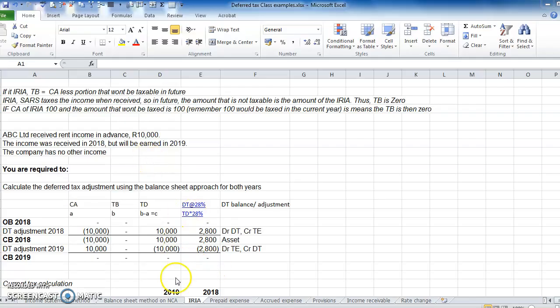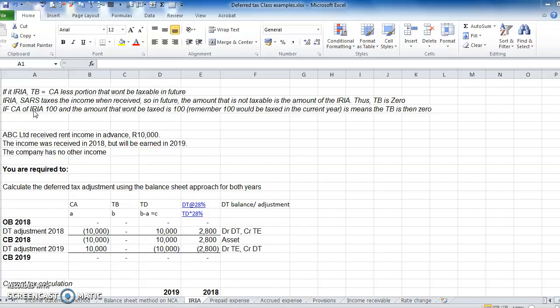So for income received in advance, right, our tax base. Income received in advance, our tax base will be equal to the carrying amount less the portion that won't be taxable in future. So, the portion that won't be taxable in future, I mean, that's a mouthful, right? So, just look at what accounting does and what SARS does, right?